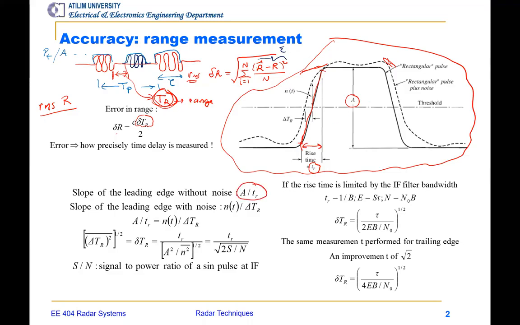We expect that on average, the slope of this line and this line should be equal. So we can write the slope of this line and then this line, and equate them in order to estimate the RMS error. So how can we write the slope for this curve? We again take the amplitude, which is n of t, here.